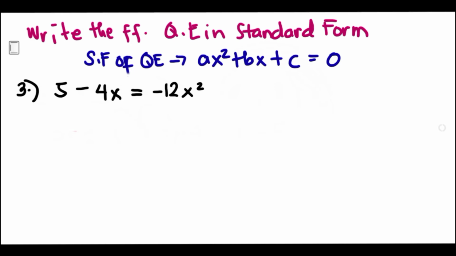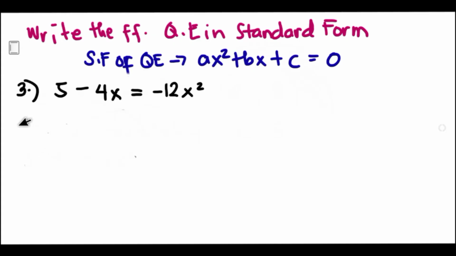Okay, so for number 3, the equation is 5 minus 4x equal to negative 12x squared. So, meron kayo ulit dalawang option. Pwedeng ganito yung gawin nyo by transposition. Copyin ko muna dito. 5 minus 4x is equal to negative 12x squared.